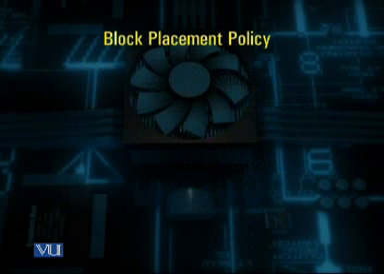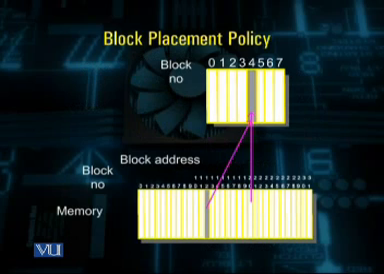Now let us consider what happens in case of direct map cache. The direct map cache is also known as one-way associative mapped memory. Here, a block can be placed at only one specific location in the upper level or in the cache. Now this location in the cache can be calculated by taking a mod of the block number with the number of blocks in the cache.